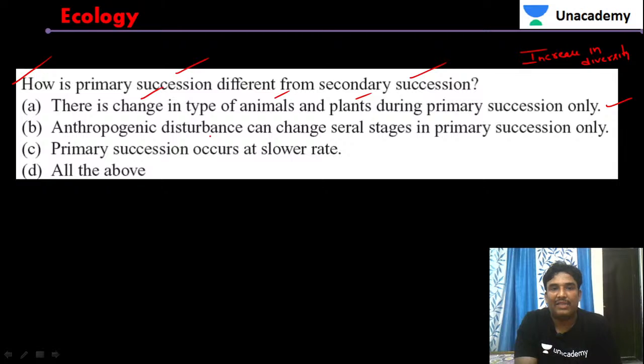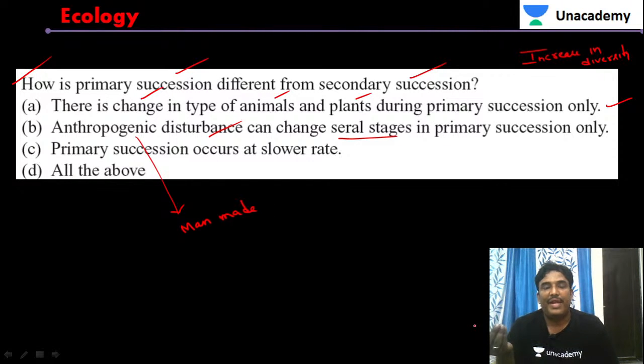Then anthropogenic changes can change the several stages. Anthropogenic means man-made disturbances or man-made activities. That may be like pollution, industrial release of waste materials. That certainly may disturb the succession. Yes, no, that is also a right statement.